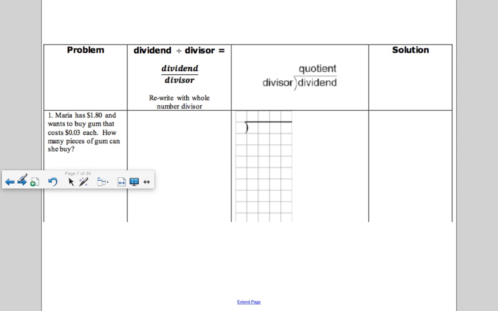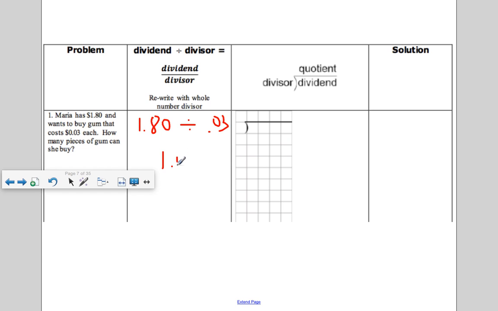So let's look at our first question. Maria has $1.80 and she wants to buy gum that costs 3 cents each. That is not a bad price. How many pieces of gum can she buy? So she's starting off with a balance of $1.80. She wants to figure out how many groups of 3 cents go into $1.80. So in other words, this is a division problem. She wants to break it down into groups of 3 cents. So I wrote it as a division problem.